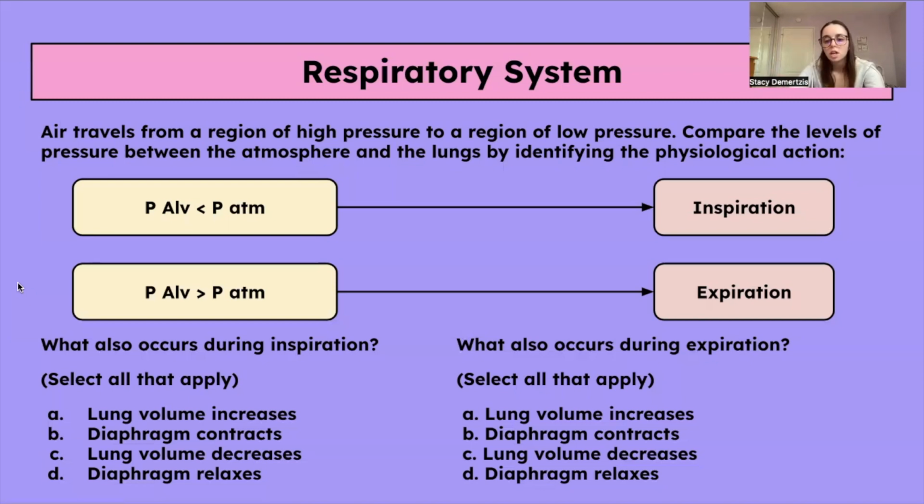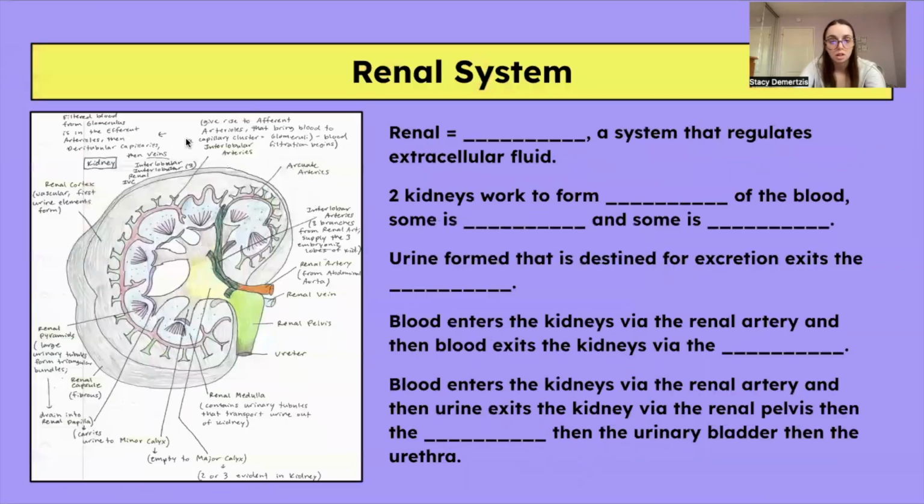So our lung volume increases. What would happen during expiration? What would happen to lung volume, and what's occurring in the diaphragm? Yeah, as we're expiring, the diaphragm goes back up into its relaxed state, and the air leaves the lung, so our lung volume decreases. Cool. So that's what we have for the respiratory system.